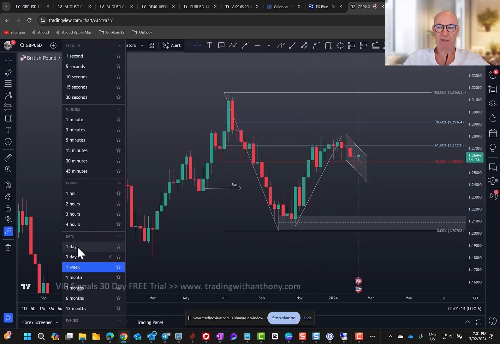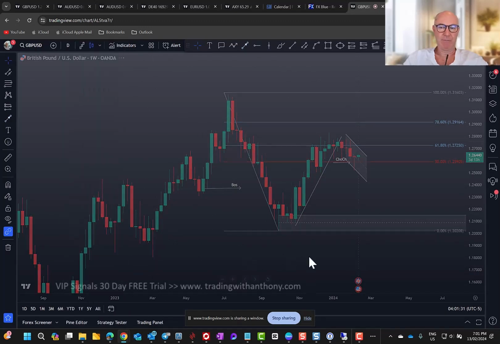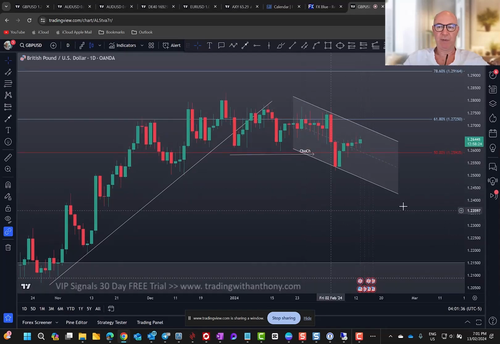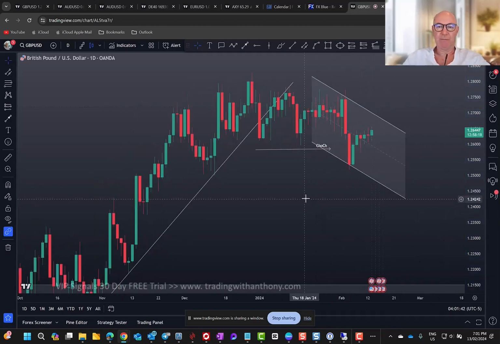Let's just have a look at this on the daily. In fact, we'll mark this up here. So we'll go down to the daily. So given that the monthly and the weekly are giving me a bearish outlook, well, we can see that happening on the daily time frame as well. So just be a little bit careful.